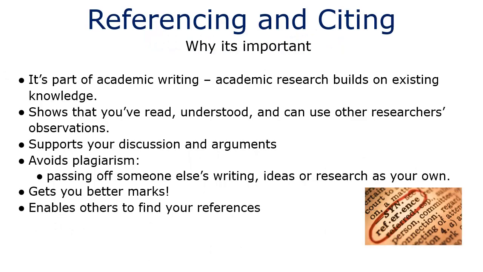One of the important parts of any academic assignment is referencing and citing. And why is it important? It's part of academic writing. Academic research builds on existing knowledge, and you have to acknowledge that existing knowledge. It shows that you've read, understood, and can use other researchers' observations. It supports your discussion and your arguments. It avoids plagiarism, so you don't want to be caught passing off somebody else's writing, ideas, or research as your own. It'll help you get better marks, and it helps others to find your references as well.